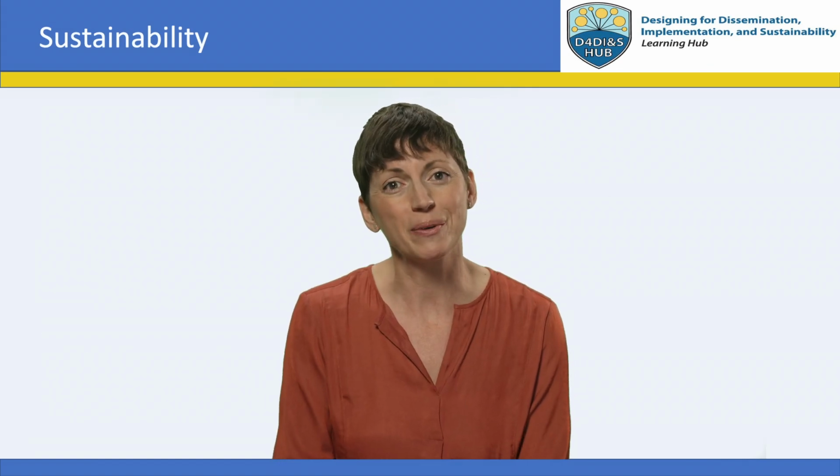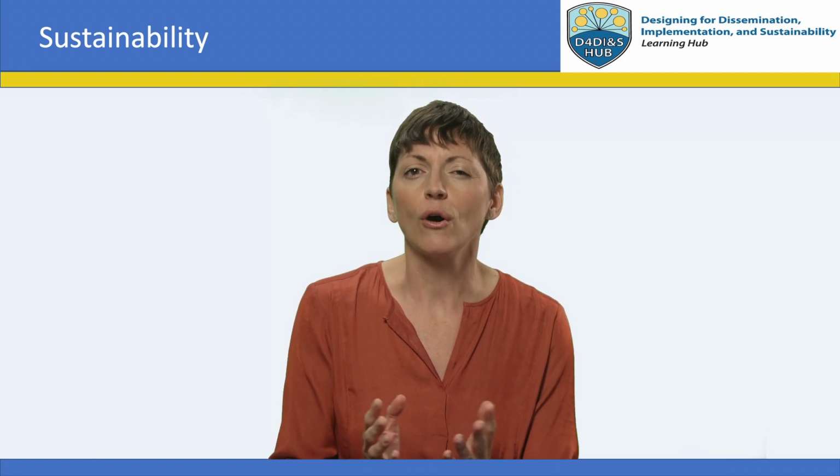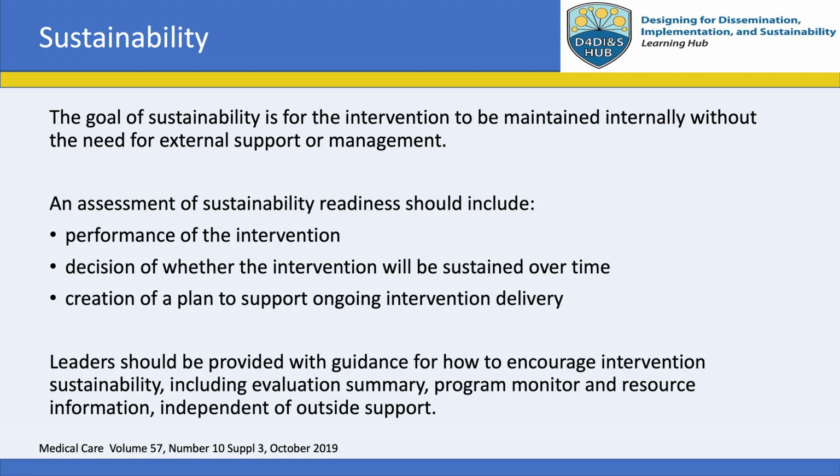Now, let's look at sustainability. It's important to work with partners to identify specific goals of sustainability, but the overarching goal of this phase is to maximize the chances that the intervention is maintained without external support or management. Leaders may need support and encouragement to think through issues related to sustainability, which should include data related to progress and results. Taking a pulse to assess sustainment readiness with partners and leaders is an important first step.